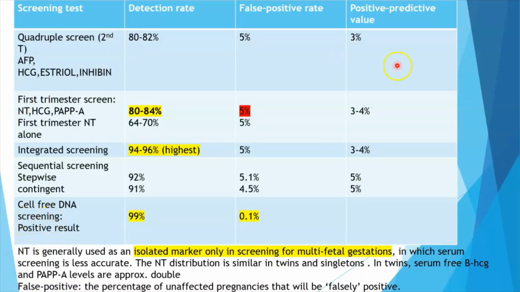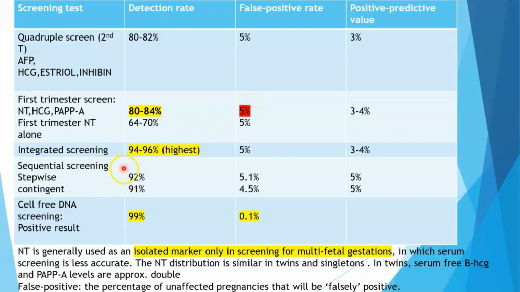Now friends, this is a very important table which you need to remember. As you can see in this picture, all the screening tests are judged on the basis of detection rate, false positive rate, and positive predictive value. Now, detection rate means the sensitivity of the test to detect the anomaly. False positive rate means the percentage of unaffected pregnancies that will be falsely positive. So, the detection rate or the sensitivity of quadruple screen, that is second trimester screen, and first trimester screen is almost same, that is 80 to 84% with a false positive rate of 5%.